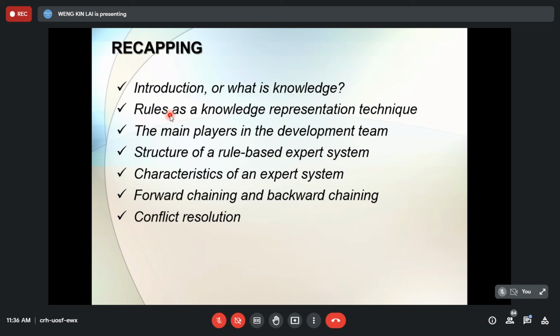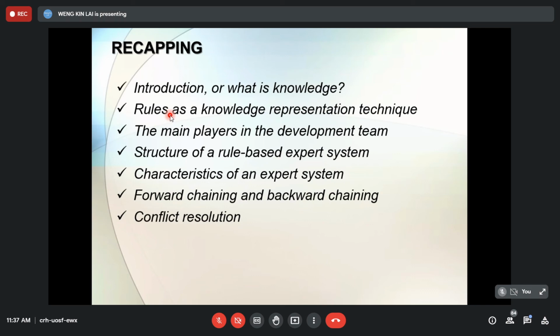Then we looked at if you were to develop such an expert system, who are the main players? Who do you need to have inside the development team? We found out there are actually 5 main players: the expert, from whom you get the knowledge, the project manager, the knowledge engineer, and then your programmer, and finally, of course, you also need to be aware of what your customer or your user needs. Otherwise, you're developing something that the user doesn't want, or the user wants something you didn't develop, even worse.